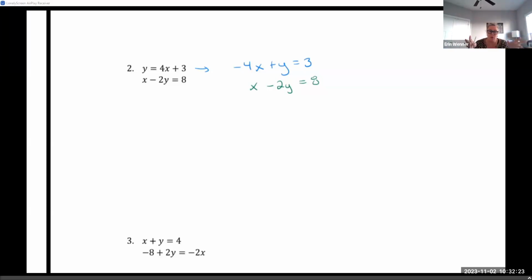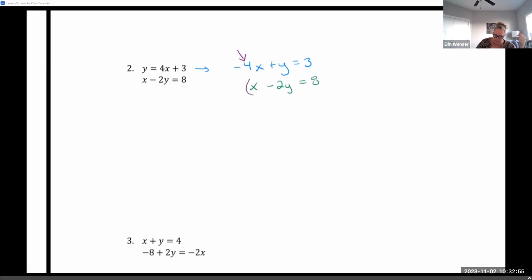It doesn't matter which variable you eliminate first. It really doesn't. It's whatever you want to do. I tend to just go, okay, well, let's get rid of x first. Not for any reason other than it's the first thing I see. So if I decide I want to get rid of x first, looking at this equation here, I need to have the opposite of -4. And the opposite of -4 is +4.